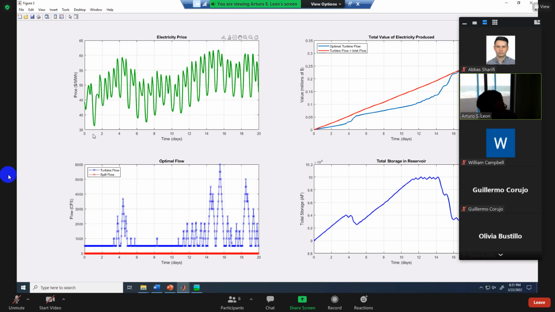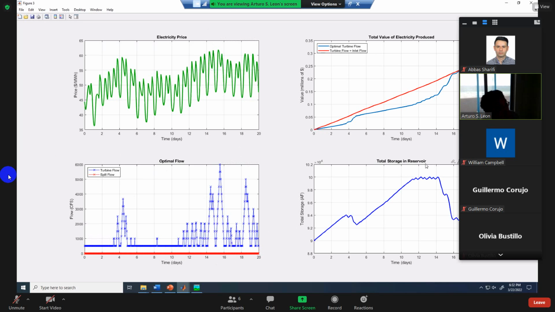So, guys, the price of the market is given by this. This is the price of the market. We are not optimizing that. This is given. This is data, okay? This is, guys, the total flow release in the turbine. So you guys can see that typically you don't produce too much power, you produce little power, and then during some peaks, you produce power. Basically, when the power price is higher, you are producing power, and at some points, you are not producing too much power, right?